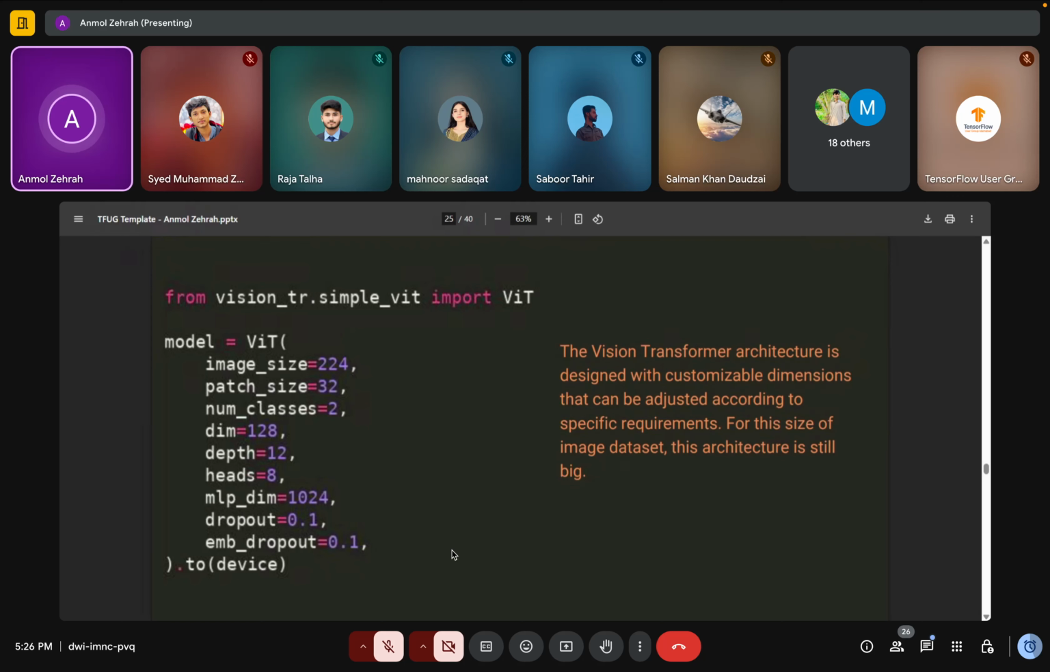And we have a total of 12 layers of the transformer. The depth here is telling us that we have 12 transformer layers, and we have 8 attention heads in each layer, which is basically allowing us to capture all the complex relationships between different patches. After going through the multi-head self-attention and the MLP layer, we finally have two classes which will tell us whether it's a cat or a dog.